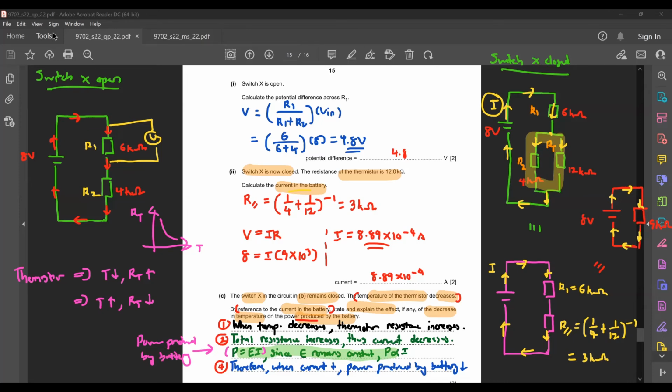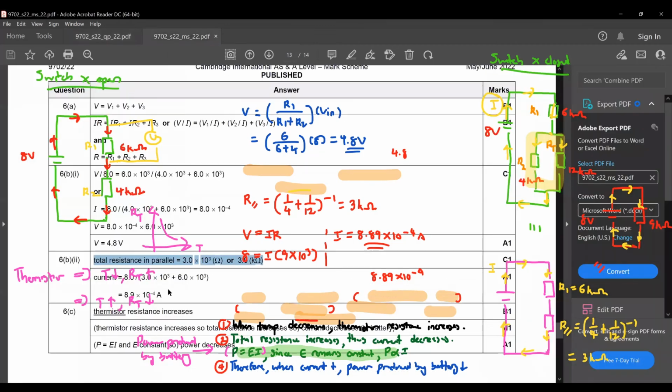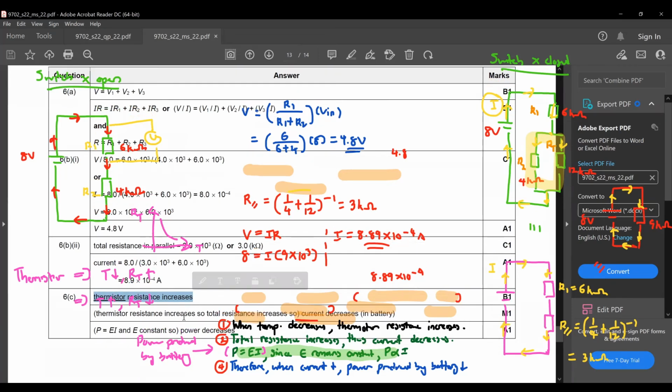So if you want to check the answer a little, let's have a look at the answer. Here they say thermistor resistance increases, this is the first point. So total resistance increases, so current decreases. This is another point. And then after that, straight away they say P equals EI, E constant, so power decreases. Okay, so it's the same thing as what I just wrote here.